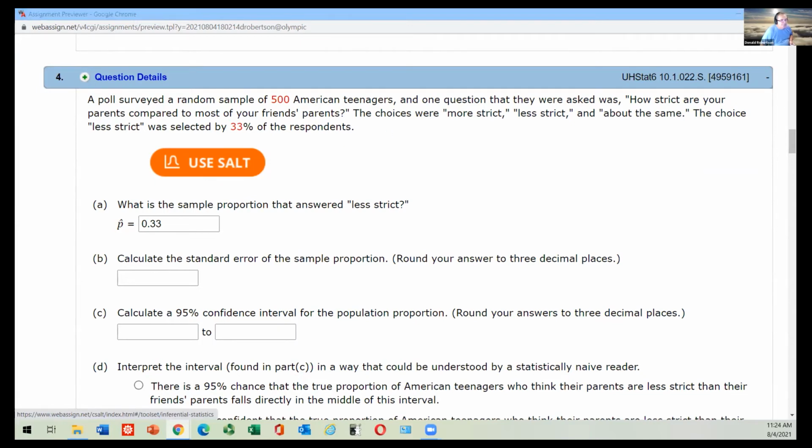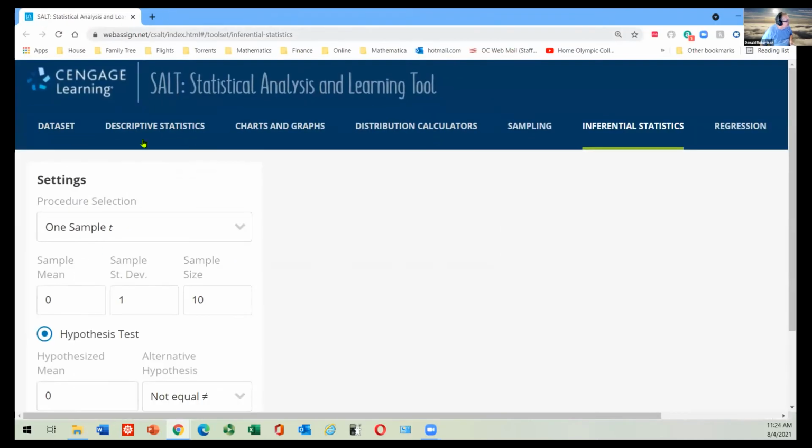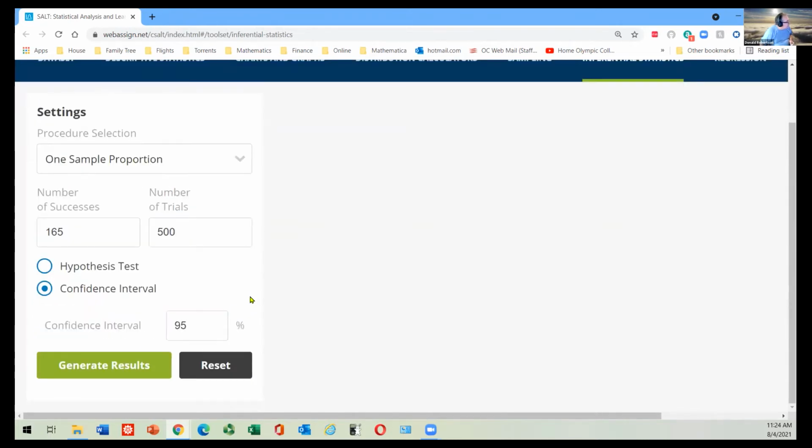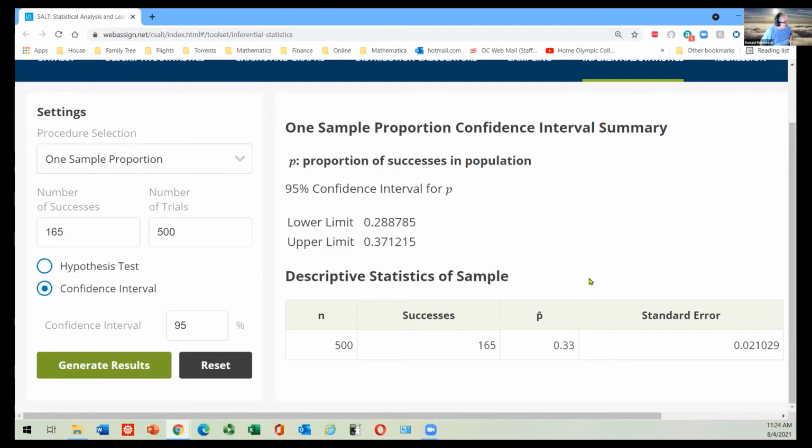So you click in. You make sure it's one sample proportion. And it's 165 out of 500. You do a confidence interval and you generate it. And the standard error is that guy. And the lower and the upper limits are those guys. Do you see how easy it is when you use Salt? Once you tell it what it needs to know, it'll tell you all the good stuff. In fact, there's p hat.